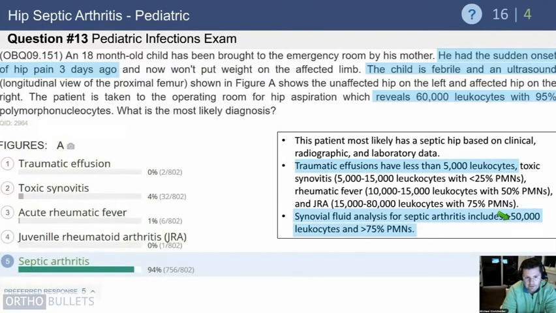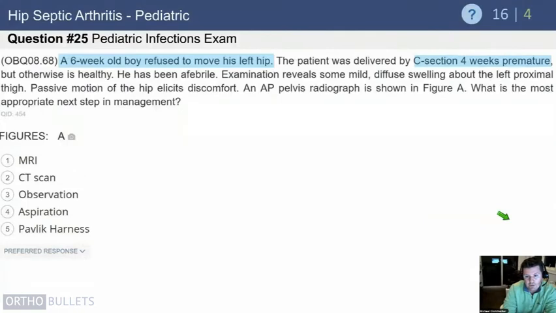So this is the classic presentation, and what this question is trying to get at is what is the synovial fluid analysis that's going to lead you to septic arthritis. Basically, if you have over 50,000 white blood cells, then this is most commonly septic arthritis. But even when it's a little bit lower, it's important to know that when you have a white blood cell count between 25 and 75,000, it is the most common diagnosis.